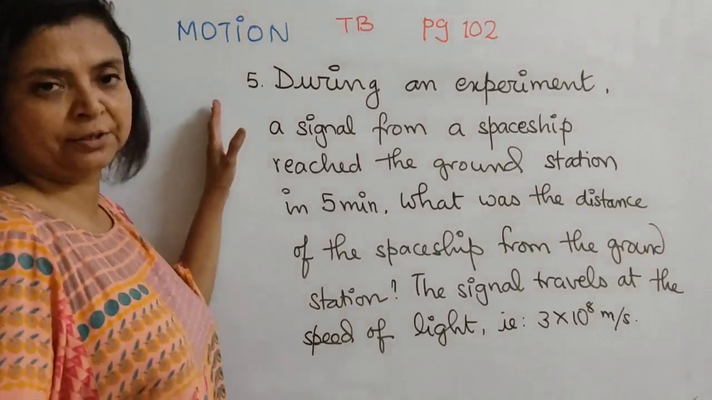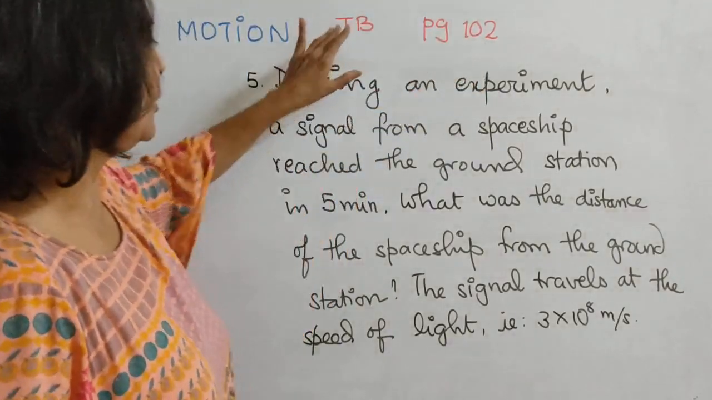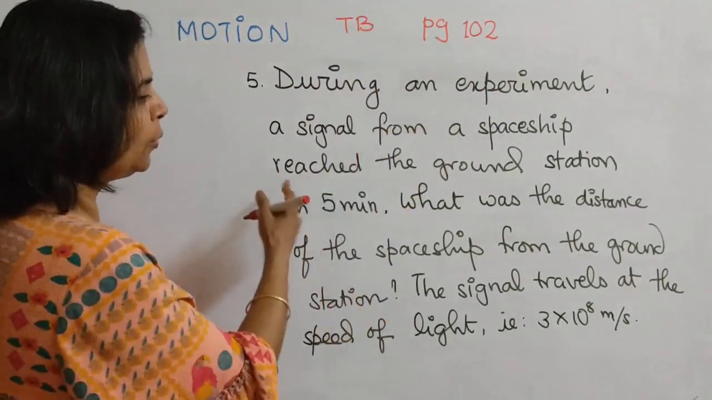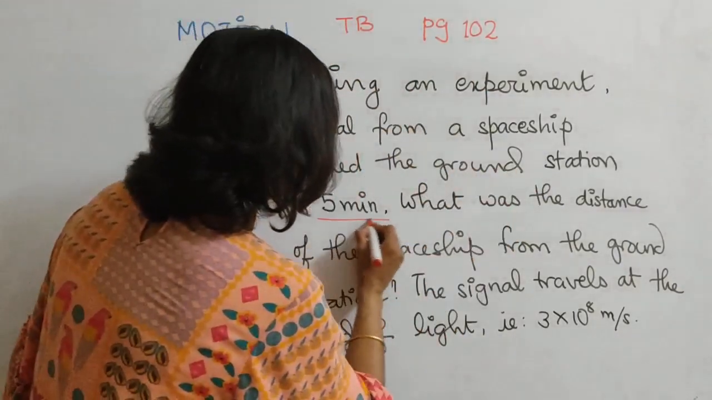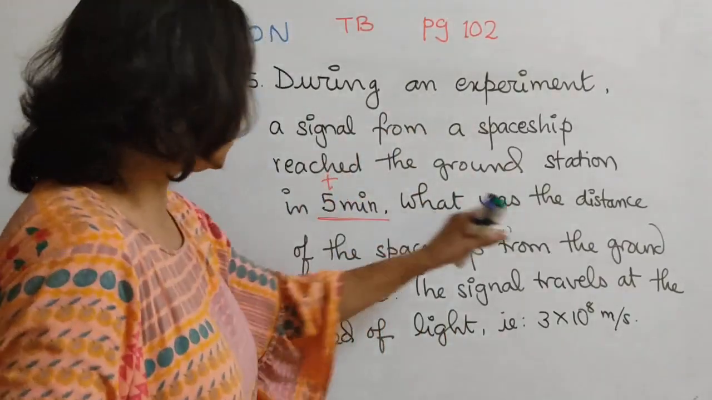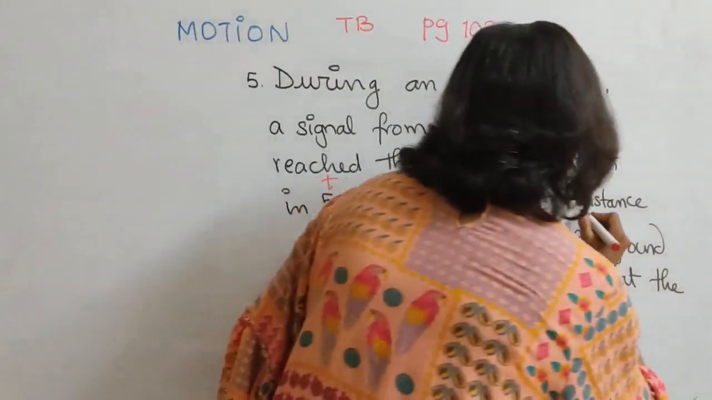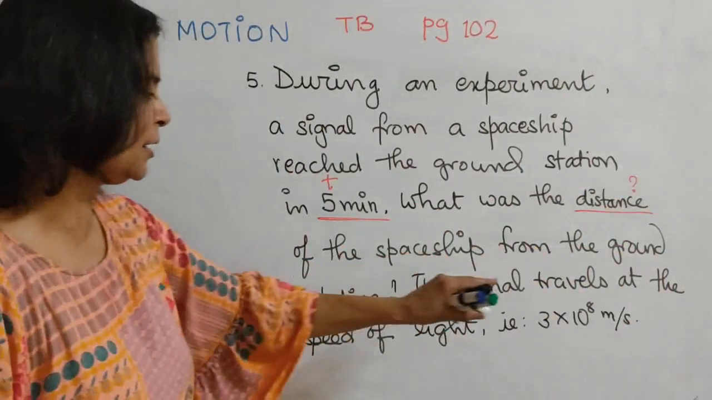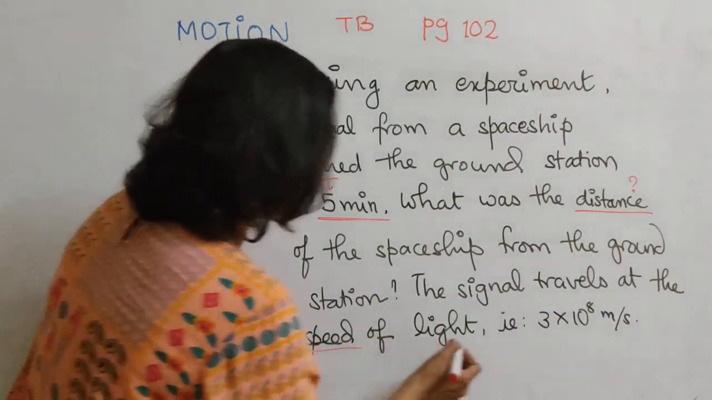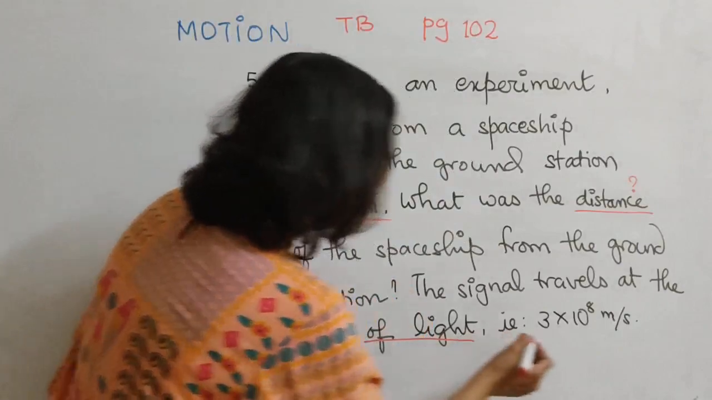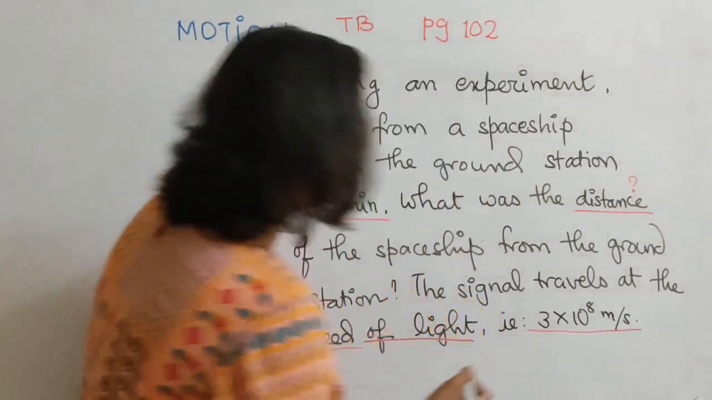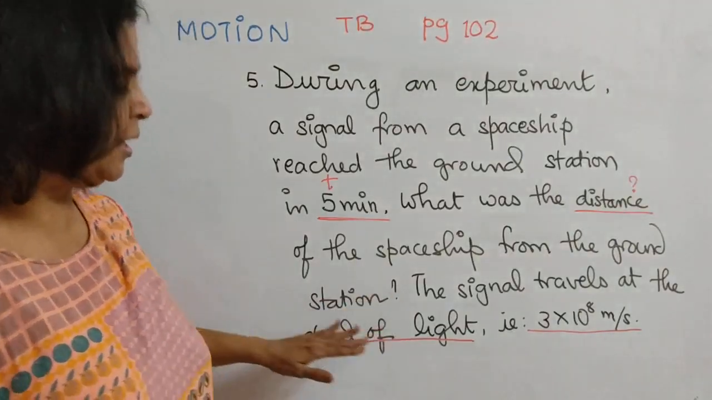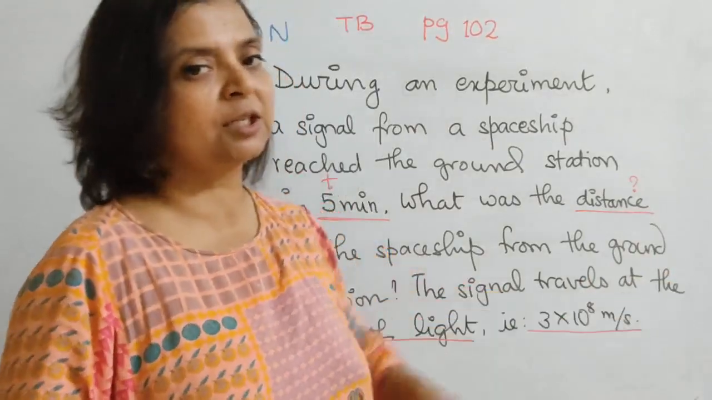And the fifth question on page number 102 of your textbook is, during an experiment, a signal from a spaceship reached the ground station in 5 minutes. This is time. What was the distance of the spaceship? We are asked distance from the ground station. The signal travels at the speed of light, which is given to us as 3 into 10 raised to 8 meters per second. It is advisable to remember this value. Speed of light is 3 into 10 raised to 8 meters per second.